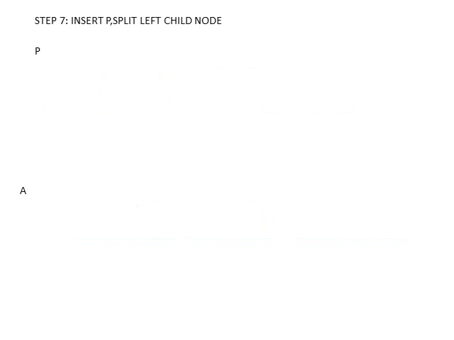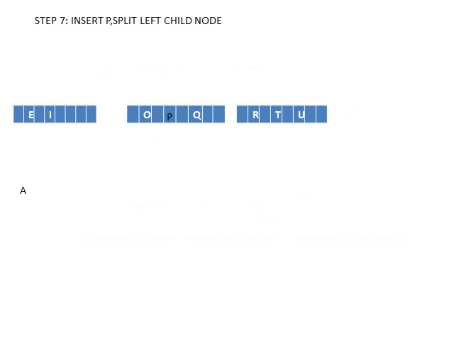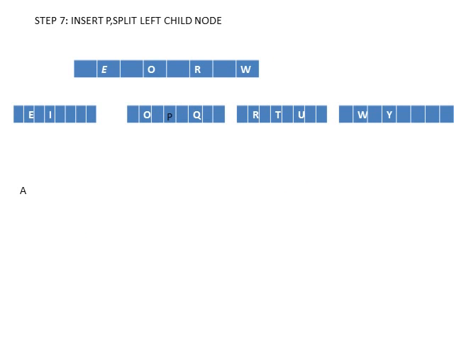Next key is P. P has to be inserted in the left child node. As it is full, we again split the nodes into EI and OQ. P of course goes to the OQ node, and the other nodes remain unchanged. E still remains the invisible element, and the branches.